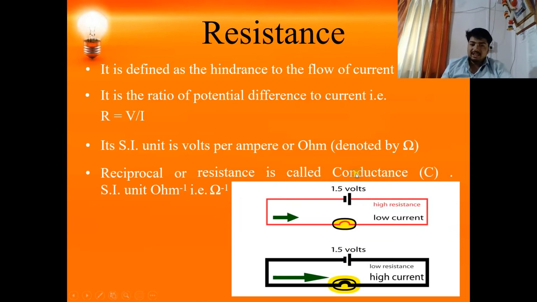Now here you can see there's a major relation. If our conductor has high resistance, then there will be low current flowing. If our conductor has low resistance, then there will be high current flowing. Yes, so resistance is inversely proportional to current. That is what we see from this relation.